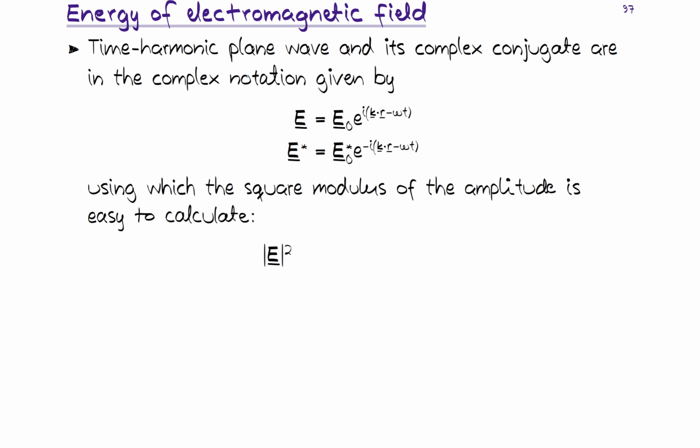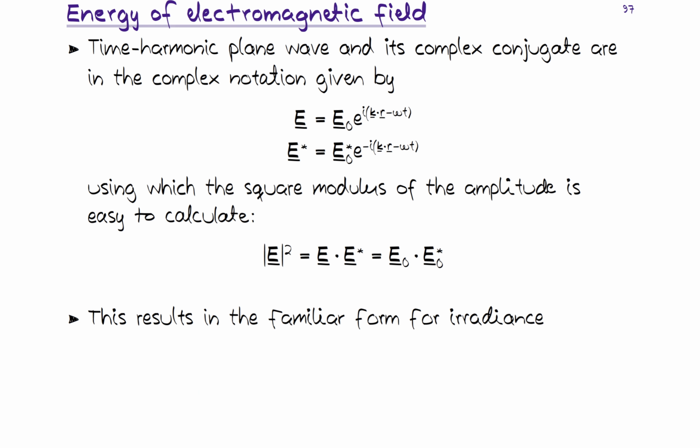And now using these, we can quite easily calculate the square modulus of the amplitude, because we can make use of the properties of a complex number and its complex conjugate. So that the modulus of a field squared is simply the field dot product with the complex conjugate of the field. And now, since the phase functions have unity length, we only need to calculate the E naught dot product with the complex conjugate of the E naught.